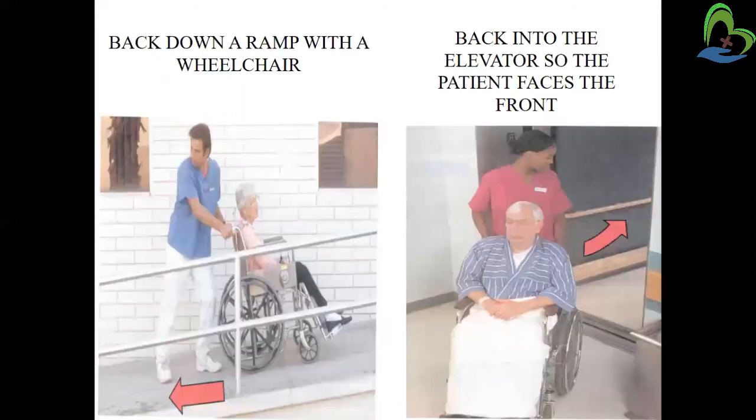Next, backing down a ramp with a wheelchair. Never look straight forward. The assistant is also looking forward, so there is a chance of the patient falling down or getting injured. Then back into the elevator, so the patient faces the front. Always look front side and back into the elevator, so the patient can face the front.